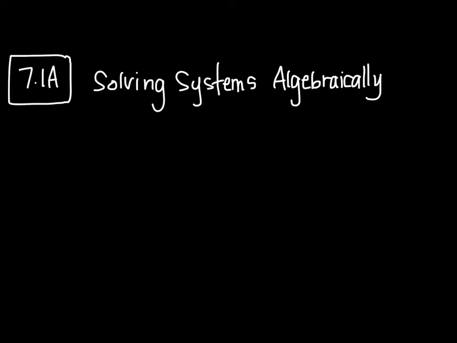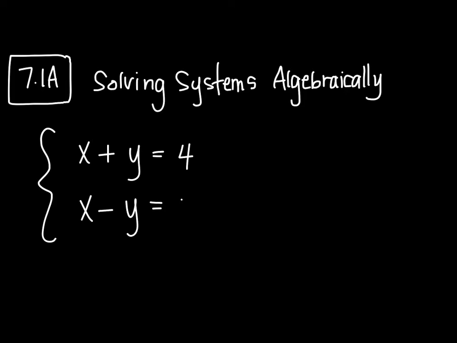A system in algebra is indicated by a bracket. A system contains two or more equations that have one or more solutions in common. All right, two or more equations. So there's one equation, here's the second equation. So two or more equations that have one or more solutions in common, where the solution would work in both equations no matter what.